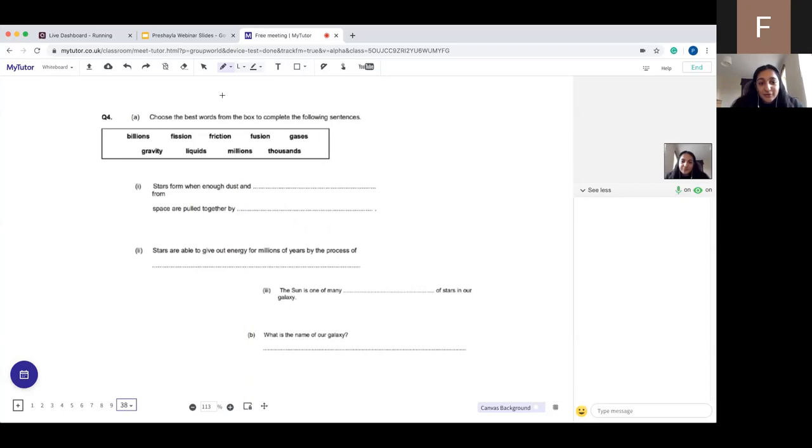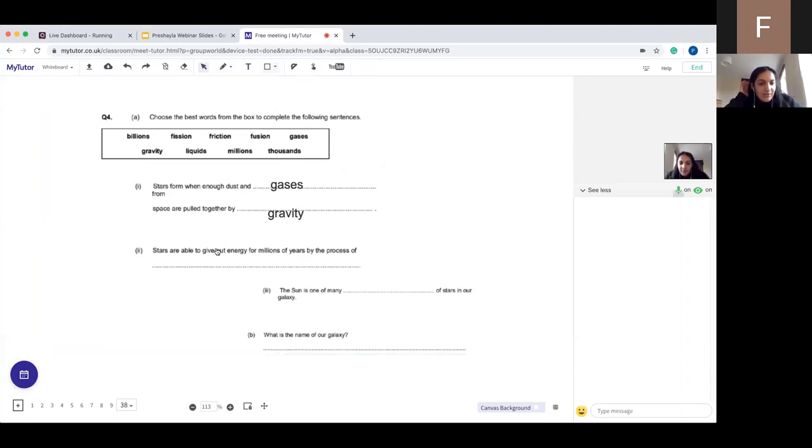So again, we've got a fill gap exercise, and we've got what is the name of our galaxy? The sun is one of many what of stars in our galaxy. So let's first of all do our fill gap. So stars form when enough dust and what from space are pulled together by what? So dust and gases form and are pulled together by gravity to form our protostars.